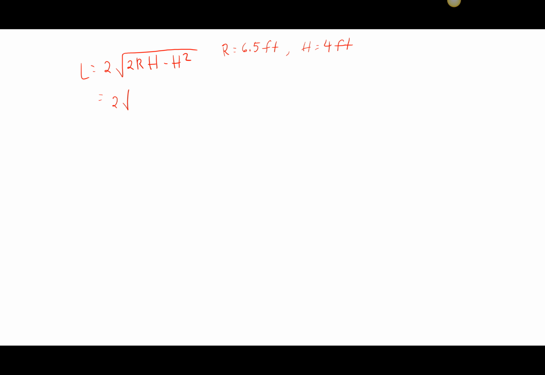So it's going to be 2 times R. R is 6.5. And I just leave the units off until the end just because it's cleaner. H will be 4 minus 4 again squared, and take the square root of that. So now we do the underneath multiplication. First we got to do the square, right? So that's going to be 2 times 6.5 times 4 minus 16.